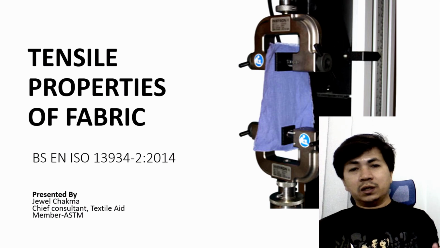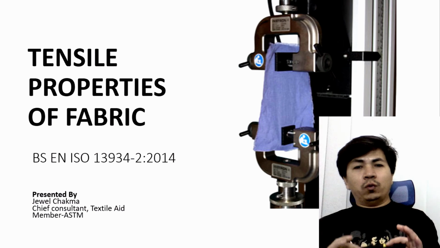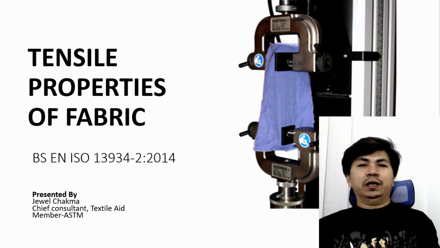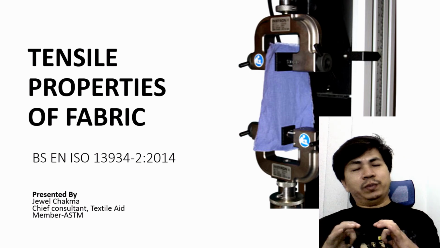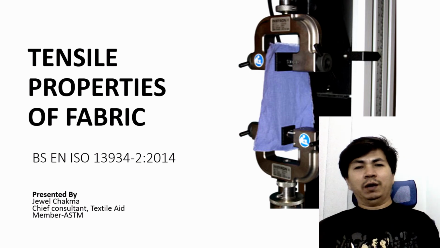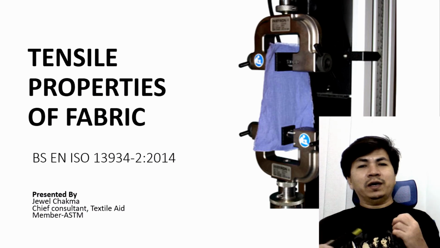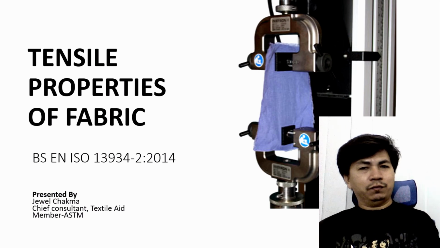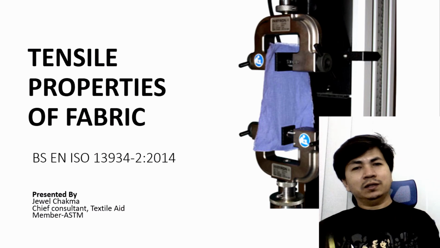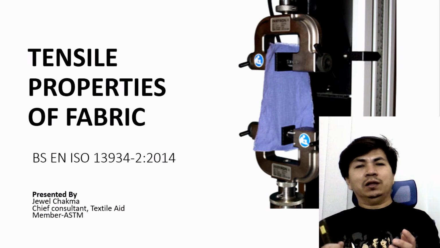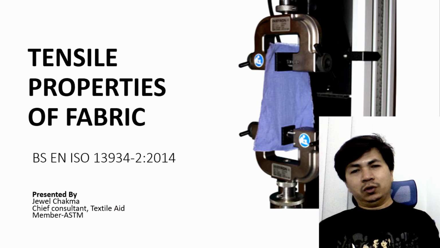So what is the grab method? The grab method is when we grip the material at the middle of the specimen, then we apply a force to define the breaking force. This method is called the grab method.